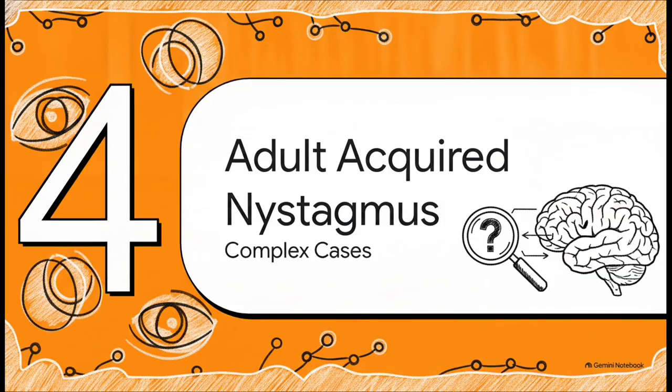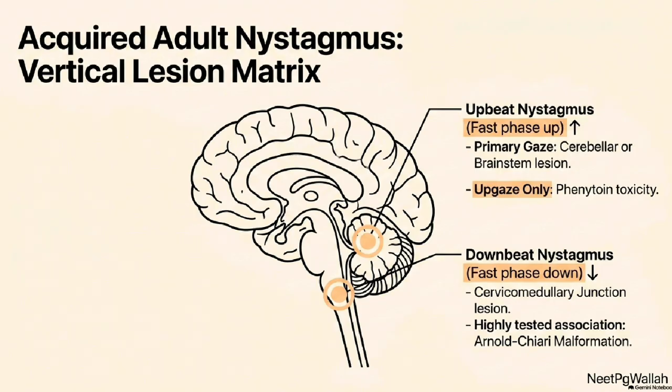Section 4. Navigating adult-acquired nystagmus. The critical point now is shifting our detective work to these adult-acquired forms. So, vertical nystagmus in an adult is a massive red flag because it usually points to a specific neurological lesion in the brain.